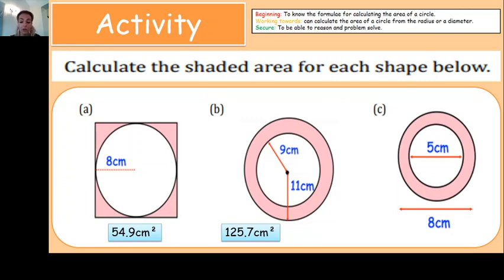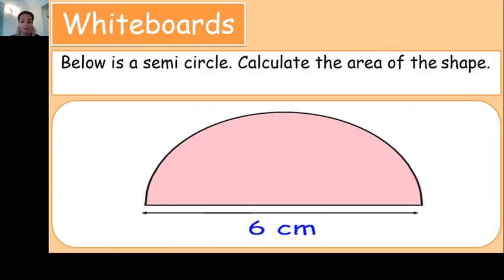So the big circle would have been pi times 4 squared, because 8 is the diameter, and the small circle would have been pi times 5 squared. Take them away, leaves you with 30.6 centimetres squared. Okay, well done if you got those correct.